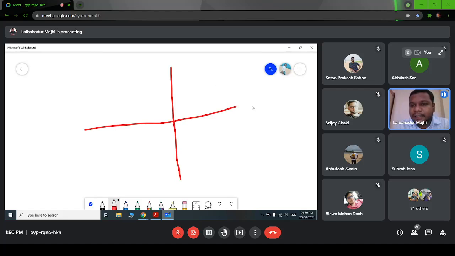So this is our S-plane, this is our real axis, and this is the imaginary axis. First we have to make the value of k equal to 0, because we have to vary the value of gain k from 0 to infinite. So let's take first the value of gain k equal to 0.